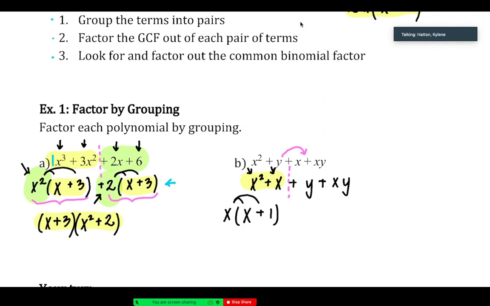So we factored the GCF out of the first pair, and then for the second pair, y plus xy, we have to think what's the greatest common factor that each of them have. Well, for the first one, we just have that one factor, y. But for the second term, we have two factors, an x and a y, but the only one they have in common is y. So that's the only thing we can factor out, a y.